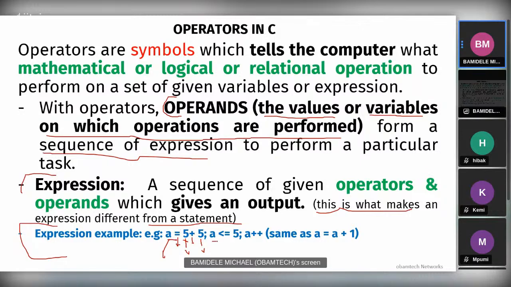We have another expression here, a less than or equal to 5. So this is an operand, this is an operand, and these guys are the operators. This is a less than operator, and in this case, an equal to operator. When you use these two together, it's called less than or equal to. You know this, of course.